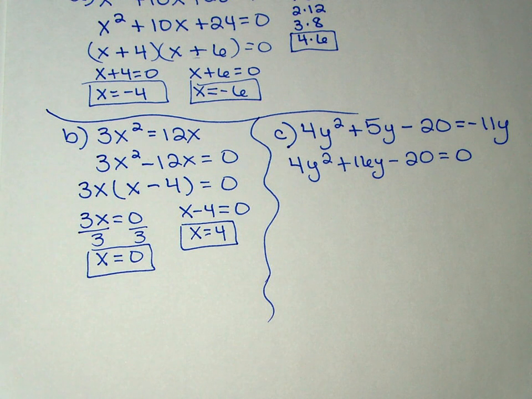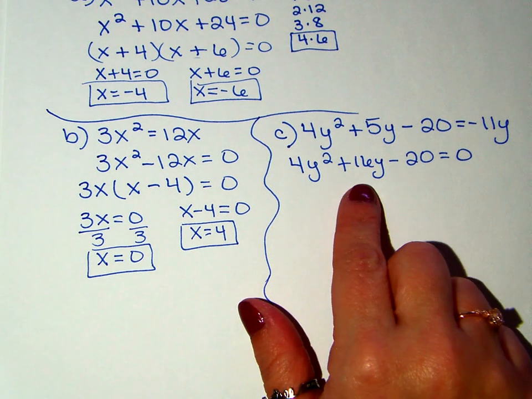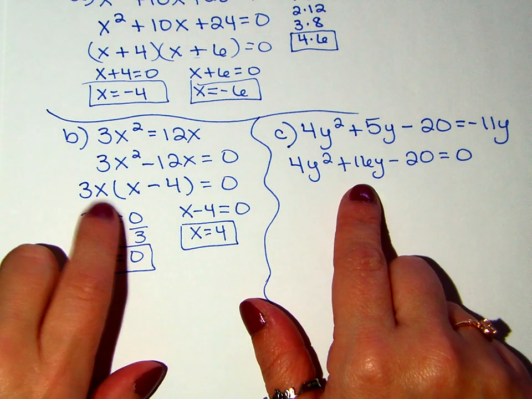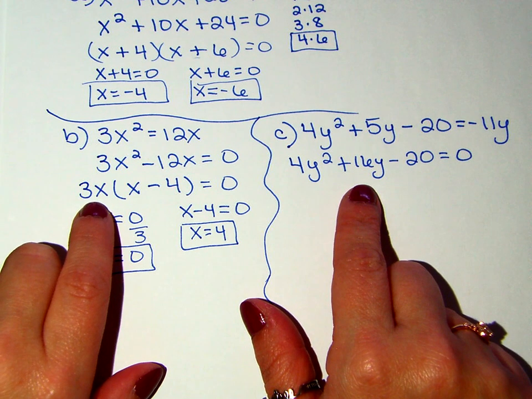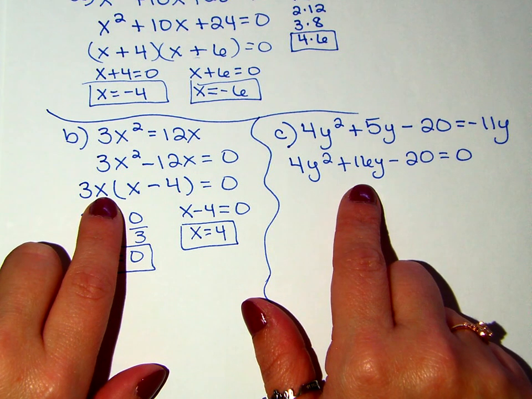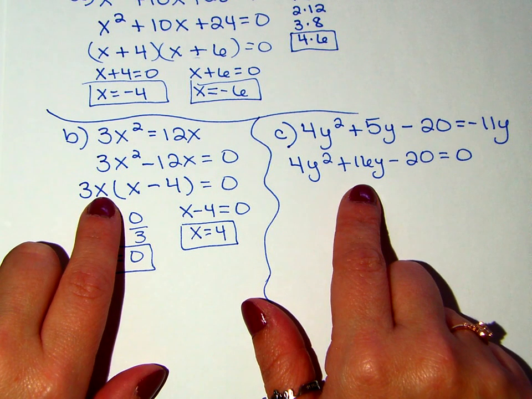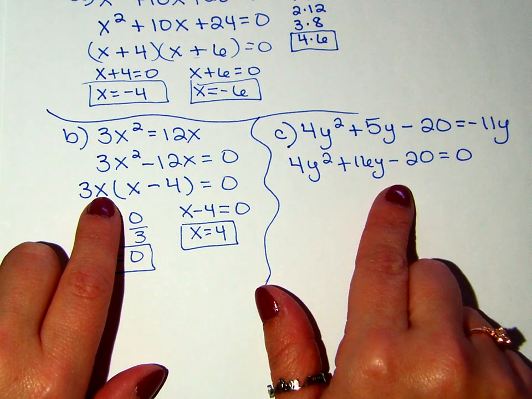Do we notice anything about all of these terms? You can take the 4 out. Yeah, they all have a factor of 4. Now, what's different about this one than the one we just did is the one on the left, B, had a 3x that we were able to pull out. So one of the terms that we pulled out had the variable. Here, we're not pulling out any variables. We're just pulling out a constant.